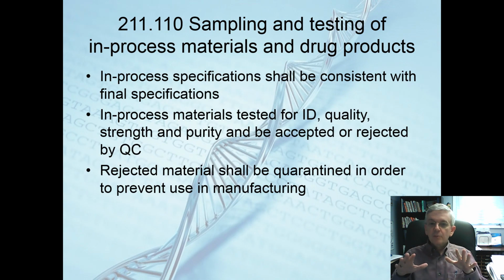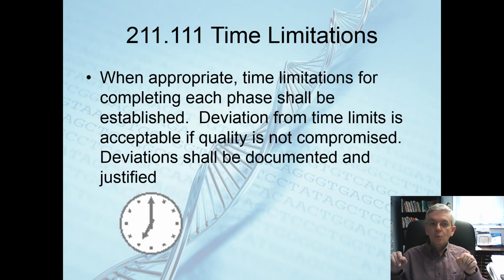In-process specs shall be consistent with final specs. You have to have some linkage between an in-process value and a finished product value. In-process materials shall be tested for ID, quality, strength, purity, whatever it is, and be accepted or rejected by a quality control unit. Rejected materials shall be quarantined in order to prevent use in manufacturing, when appropriate.